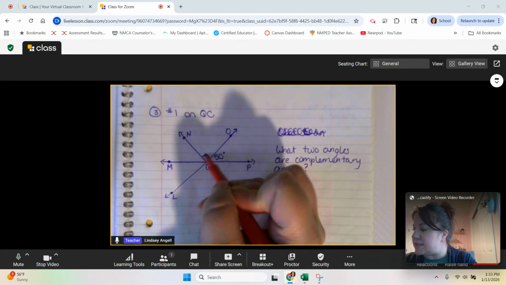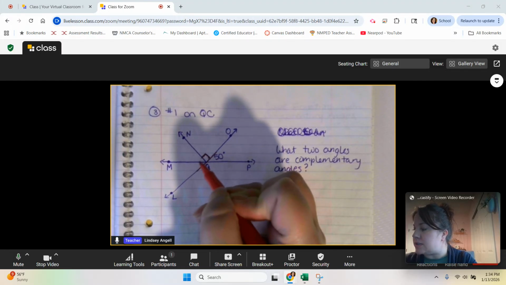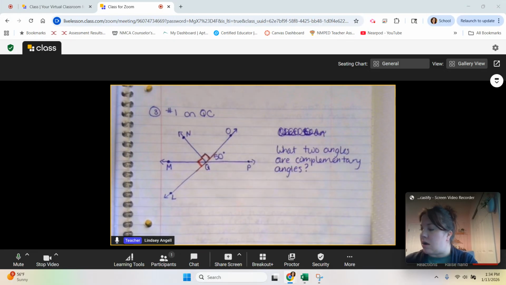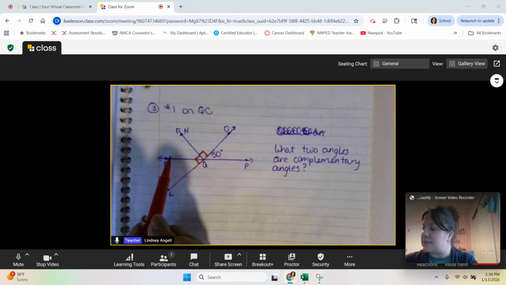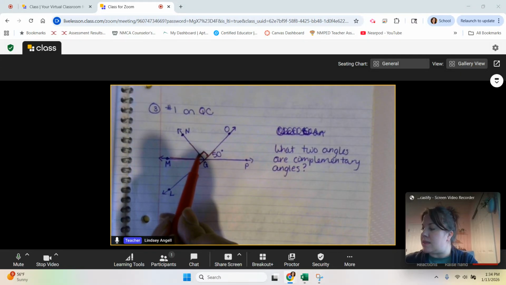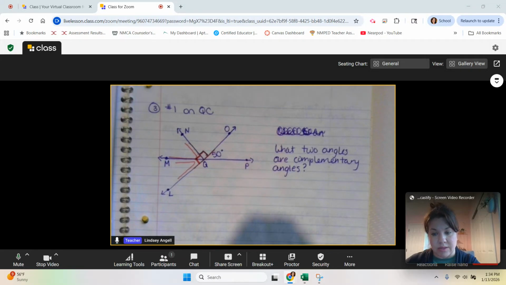Well, if this is a 90 degree angle and this is a straight line, or it certainly looks like one, right? That means these two are also 90 degrees. So what that would tell us is that this angle here and this angle add up to 90 degrees, and they're complementary to each other, right?